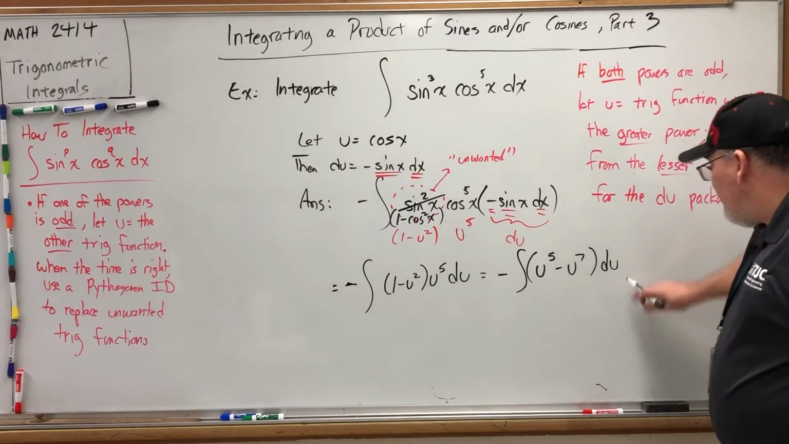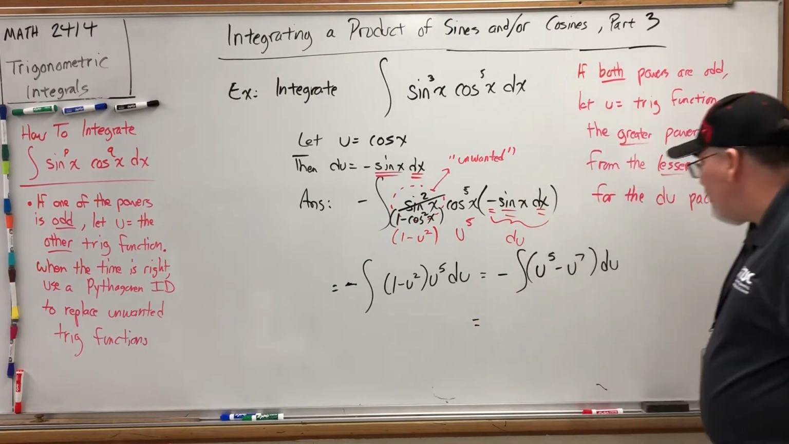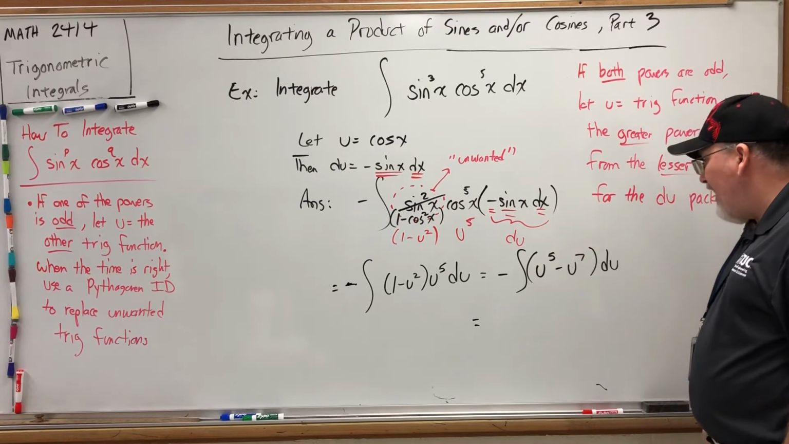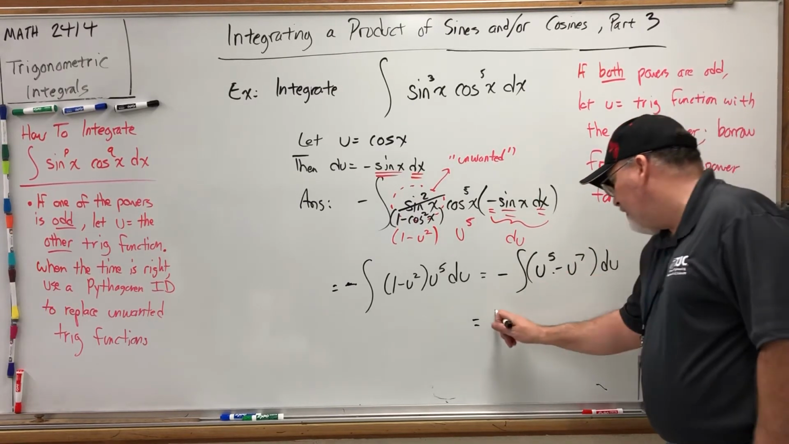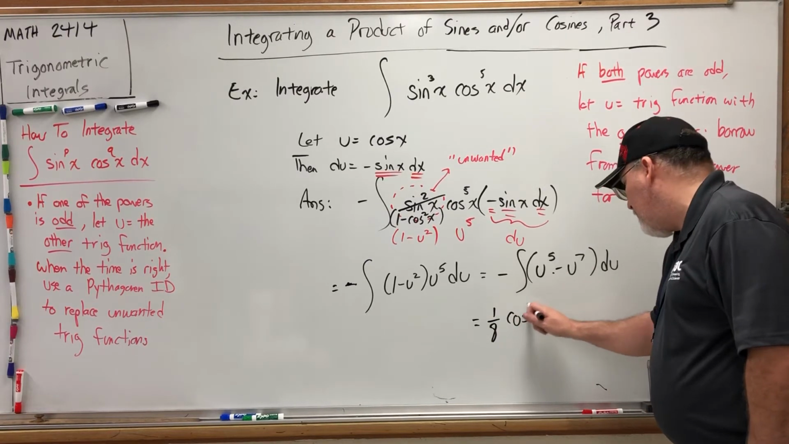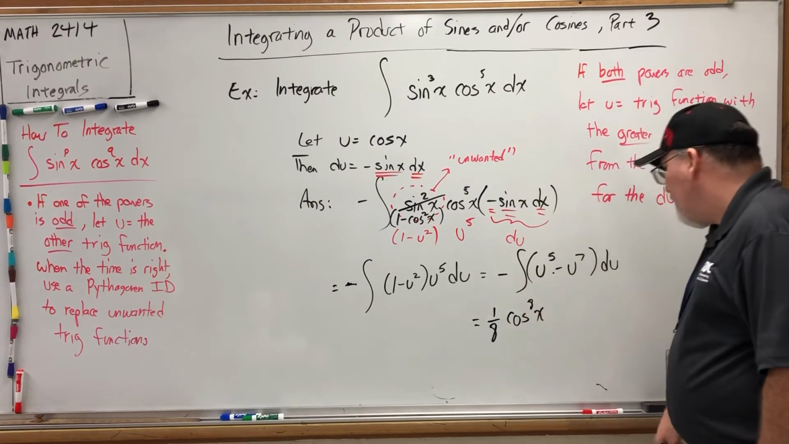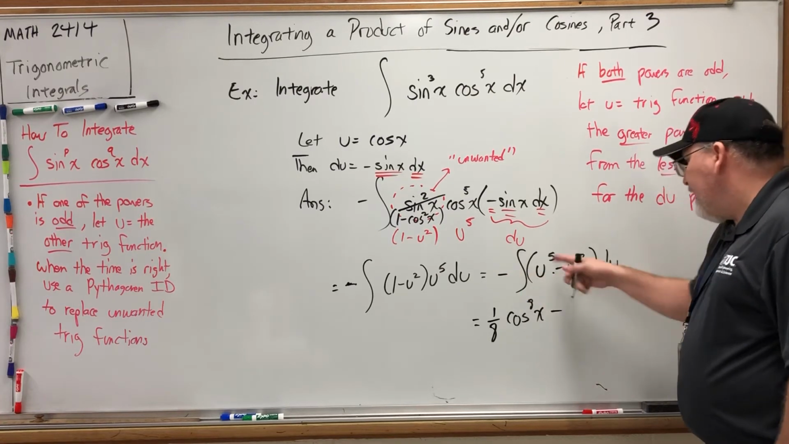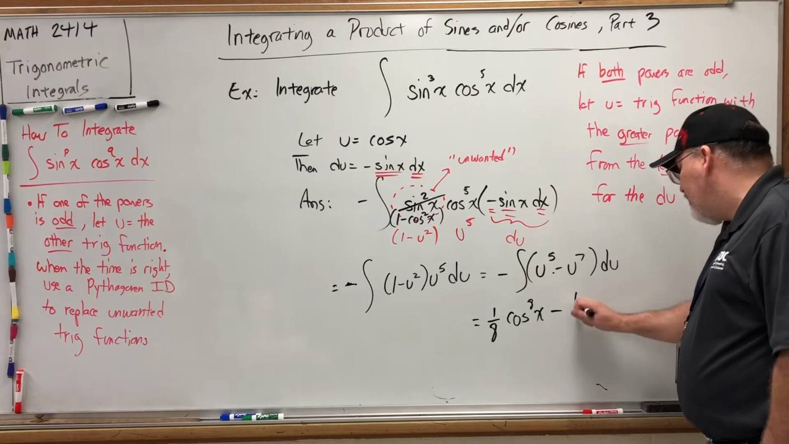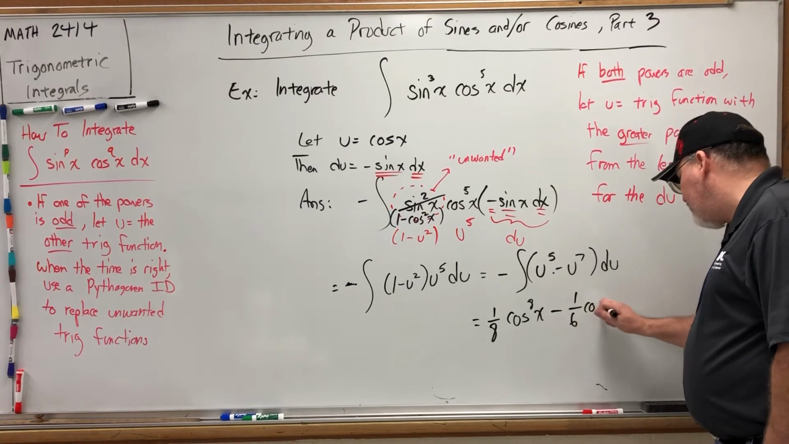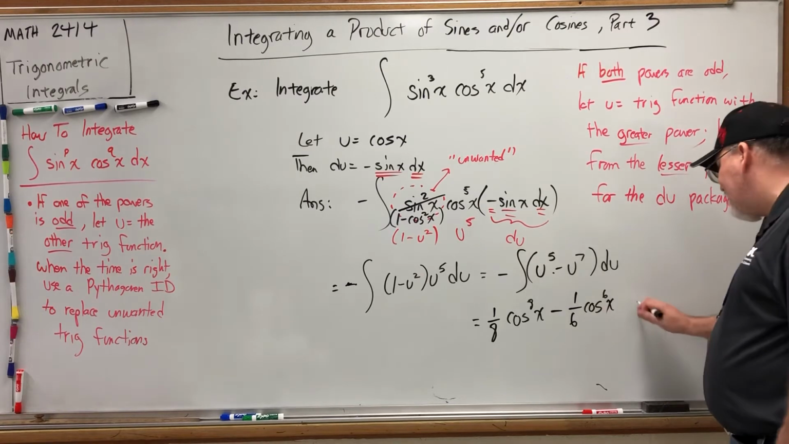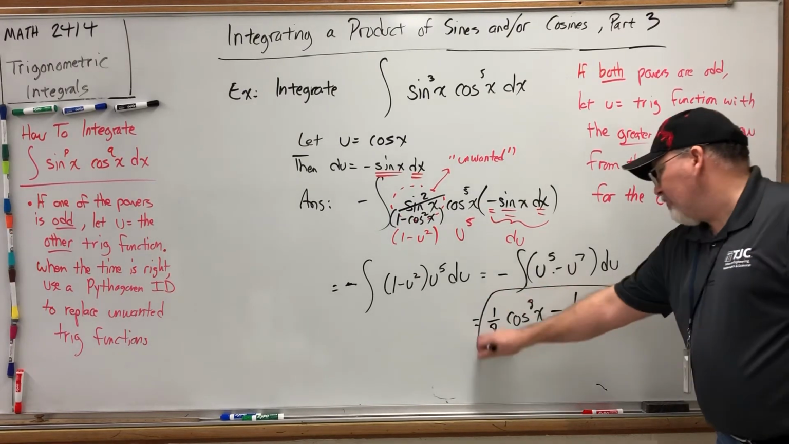All right, so let's integrate this, put it in the right order, and change the u's. The integral of u to the 7th is 1/8 u to the 8th, but it will become positive. So 1/8 u to the 8th, but u is cosine, minus the integral of u to the 5th is 1/6 u to the 6th, but u is cosine of x. So we have 1/8 cosine to the 8th x minus 1/6 cosine to the 6th x plus c, and the integral is over.